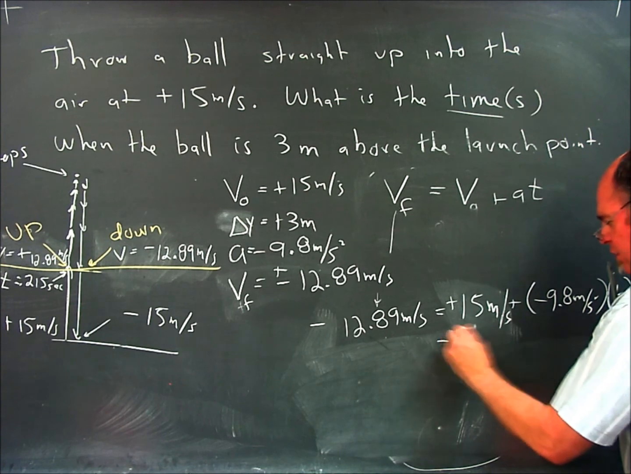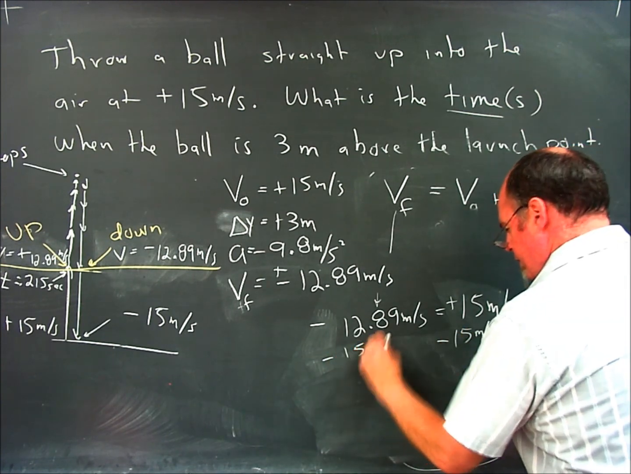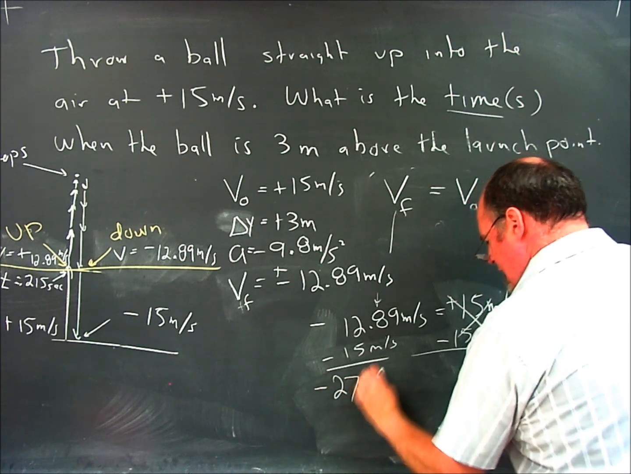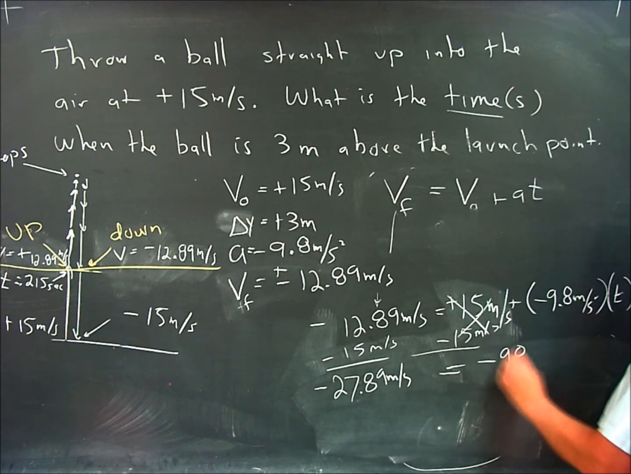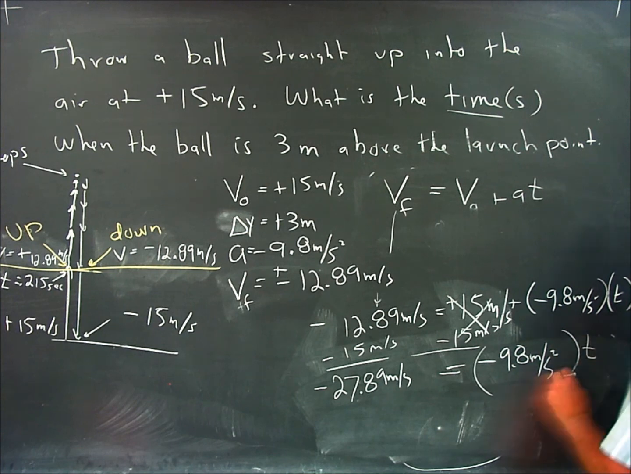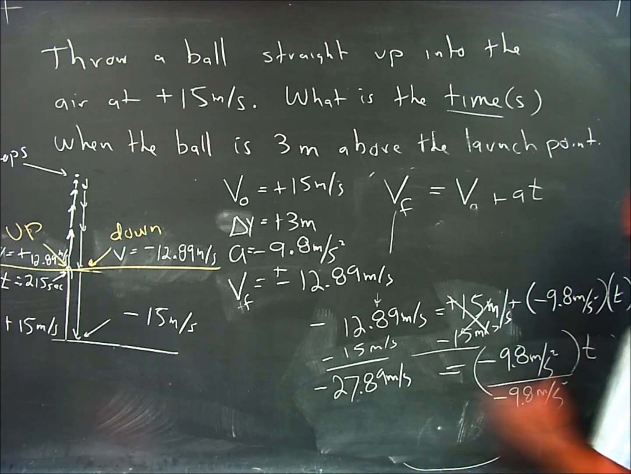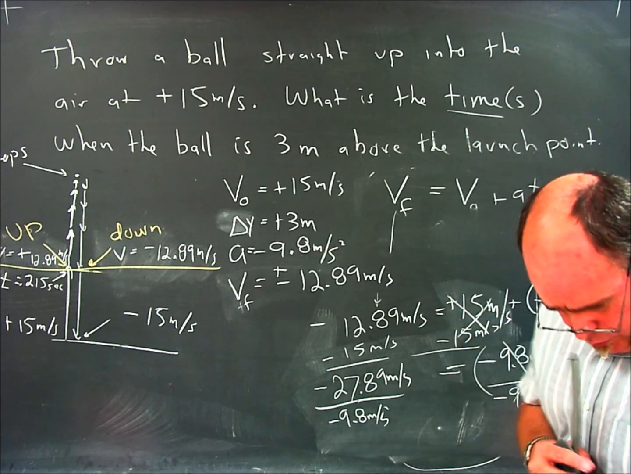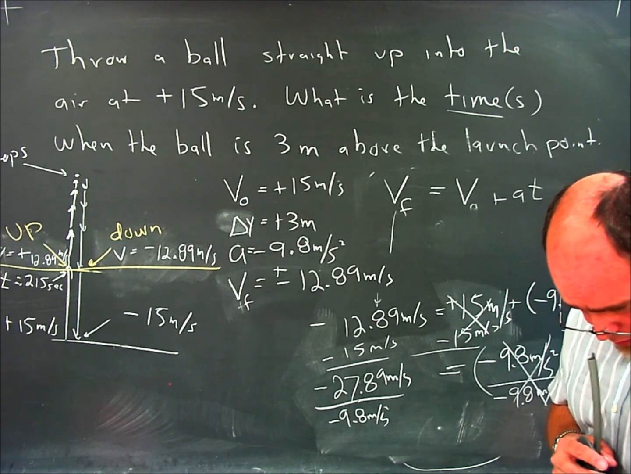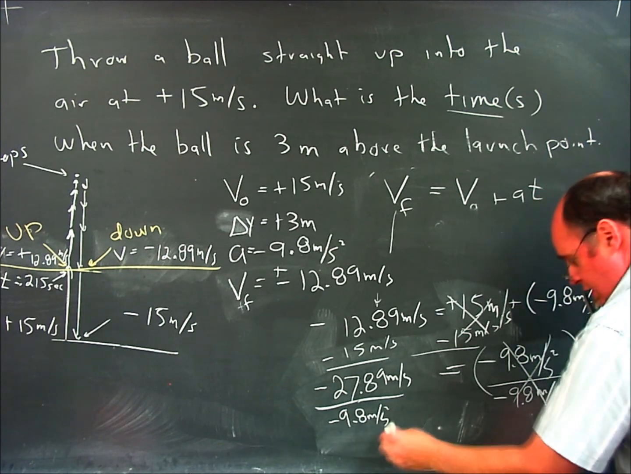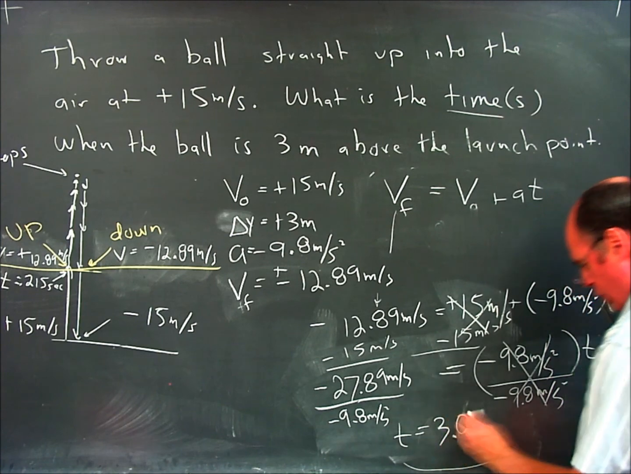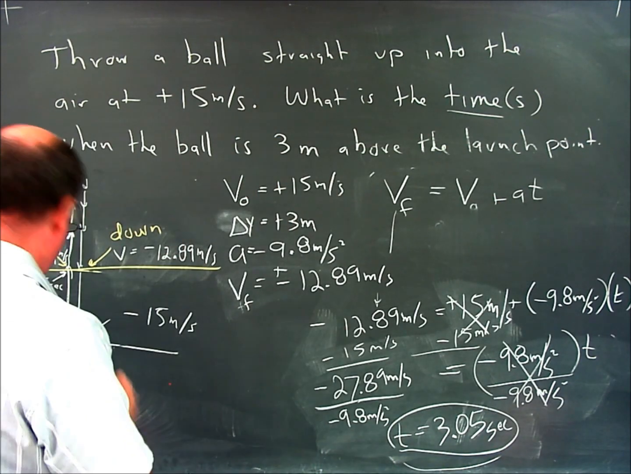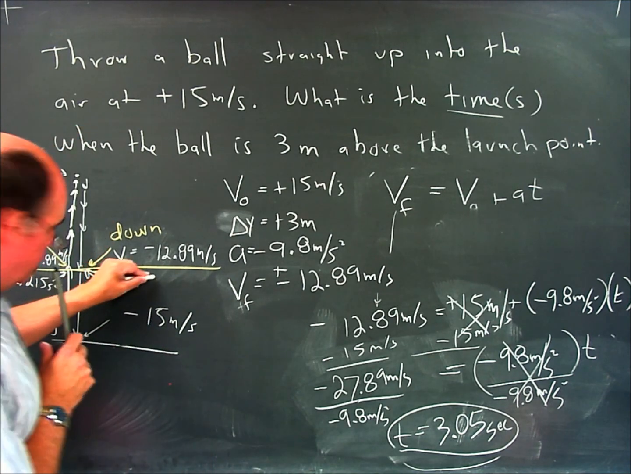So I will again subtract 15 from both sides. That's gone. So this will become negative 27.89 meters per second, and that equals a negative 9.8 meters per second squared, and you multiply that by T. So if we divide both sides by negative 9.8, that's gone. And I just have to do this on my calculator, and negative 27.89 divided by negative 9.8 comes out to be 3.05. So the time is 3.05 seconds. If you ever got a negative time, something is wrong. You can't get a negative time. Right here, the time on the stopwatch would be 3.05 seconds.